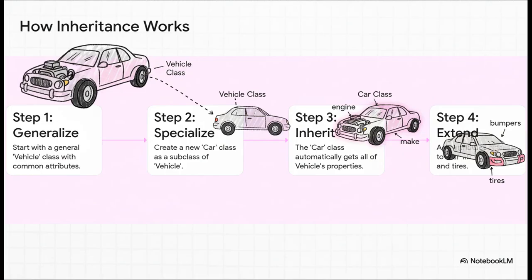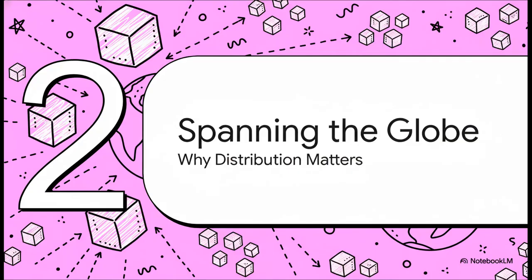Let's just walk through this example right here. Say you start with a really general vehicle class. It's got attributes that all vehicles have, right? Like an engine, a make, a model. Now you need to define a car. Well, instead of starting over, you just say that the car class is a subclass of vehicle. Boom. It instantly gets all those vehicle properties. Then you can add the attributes that are specific only to cars, like bumpers and tires. You've just reused a general blueprint to create a much more specific one. It's super efficient. So, we've got these incredibly powerful objects.